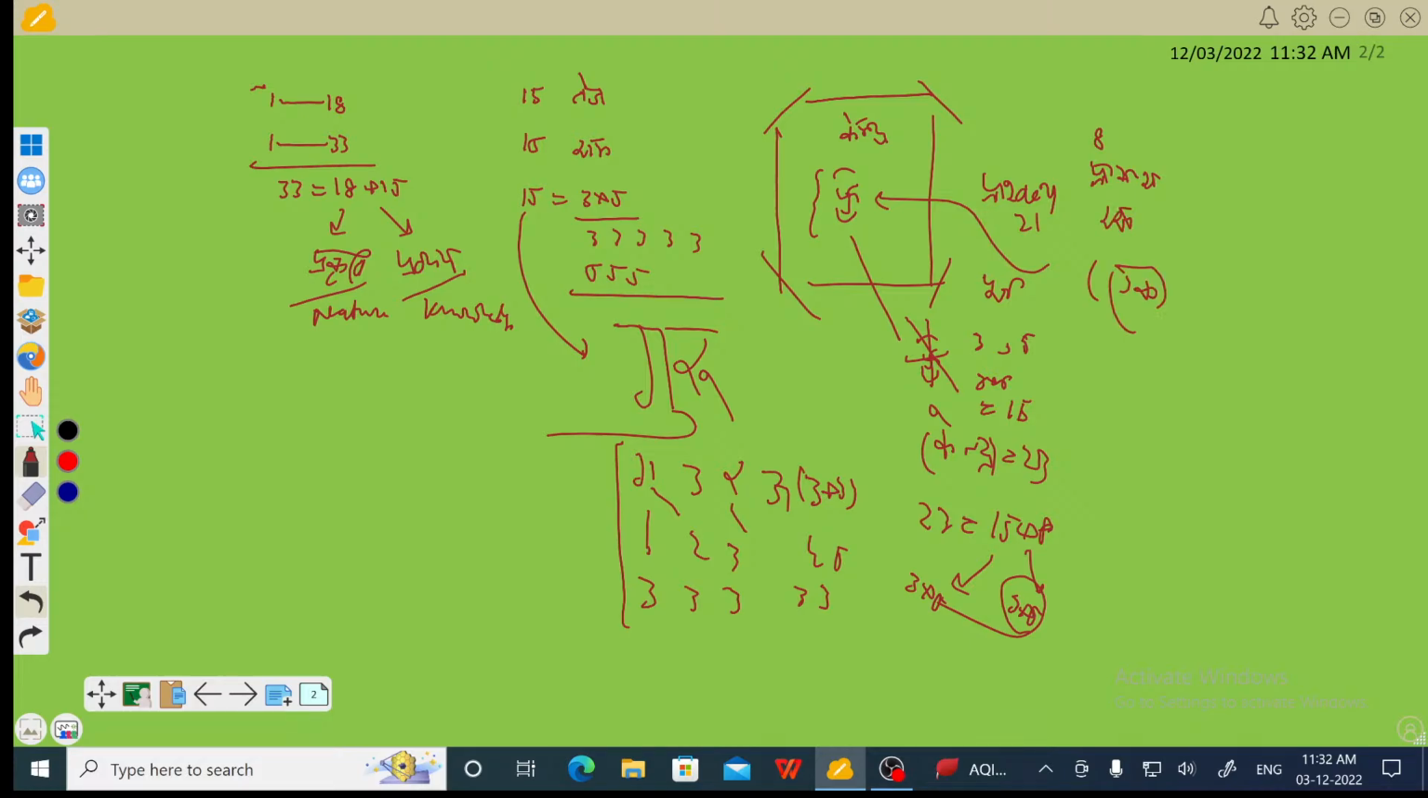How 21 and 15 are to be appreciated. See, 51 is the TC value of Ram. 21 is the TC value of Ravan. See how 21 is 1 plus 2 plus 3 plus 4 plus 5 plus 6, and 15 is 1 plus 2 plus 3 plus 4 plus 5.